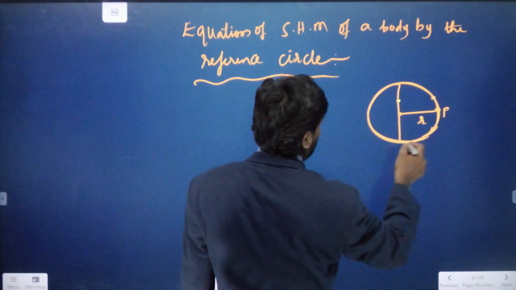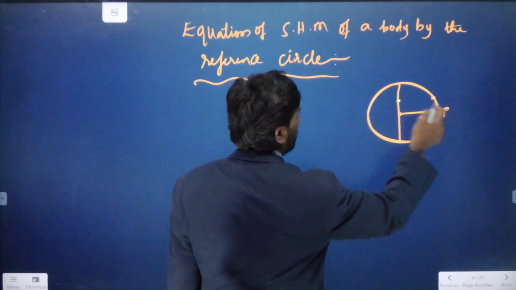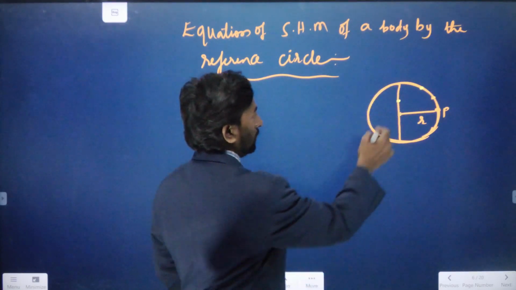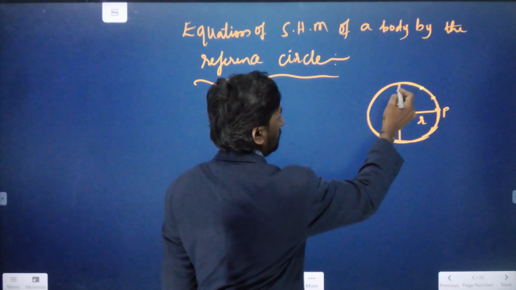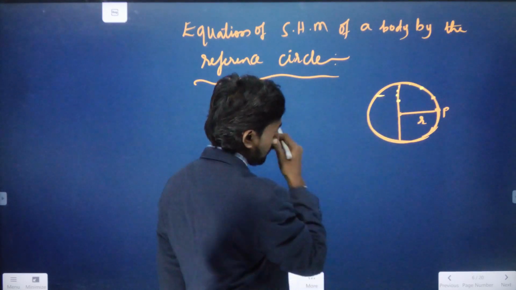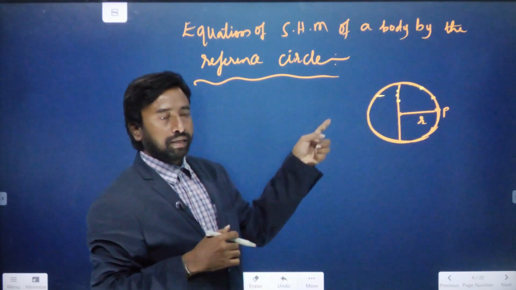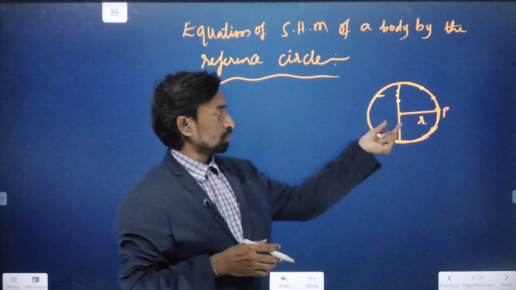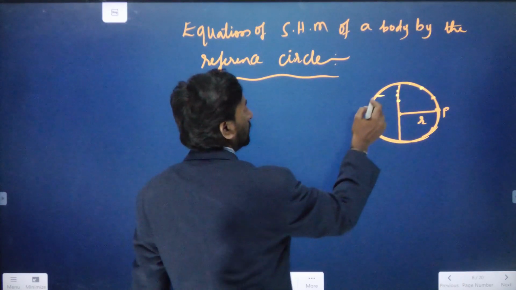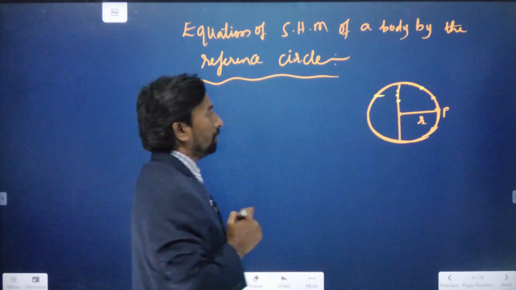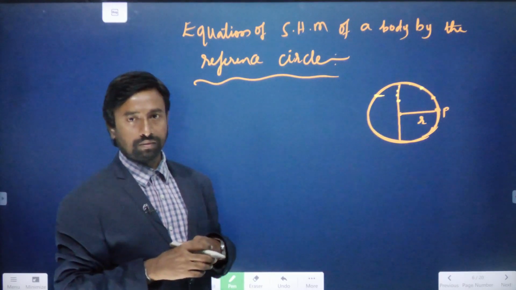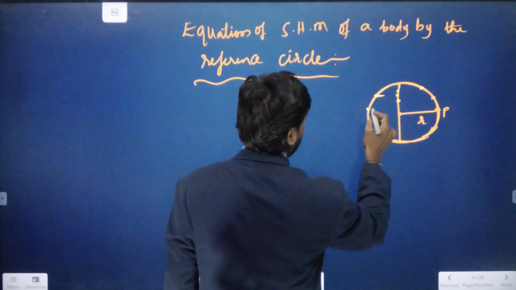Then if the particle keeps on moving in this circular motion about this point, then the projection of the particle will move too. Suppose the particle has come here, then the projection will be here, and when the particle has come here, the projection will be here. Whenever the body is moving in a circular path about a fixed point, the projection of the particle will have an oscillatory motion about this center.